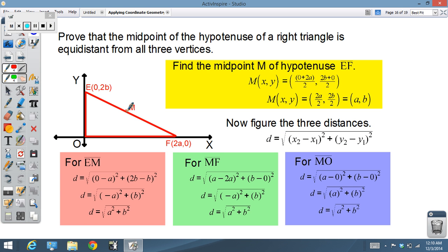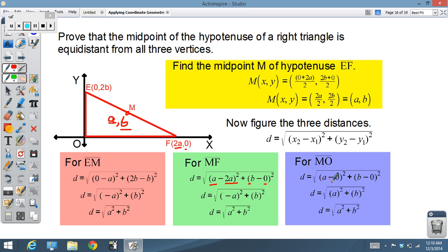So the distance from E to M, using the distance formula, again, plug in coordinates, 0 from here, A from there for your X values, okay? Your Y values are 2B and B. Simplify it down. We find the distance from E to M is the square root of A squared plus B squared. We can do the same thing for MF. Again, using the M value, A comma B. We plug in the A from the X coordinate here, the X coordinate there, Y coordinate B, 0 from here. Simplify the math.